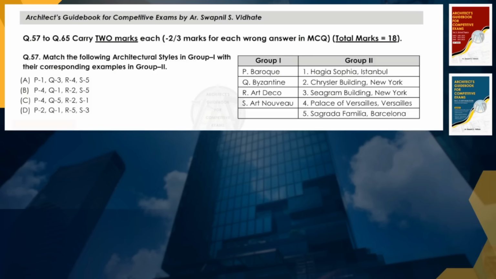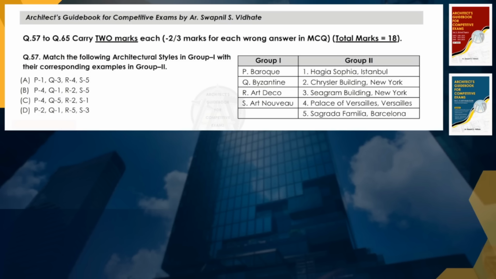From question 57 to question 65, these questions carry 2 marks each. Negative marking of 2/3 in case of wrong answer in multiple choice questions, with no negative marking for MSQ and numerical answer type questions.